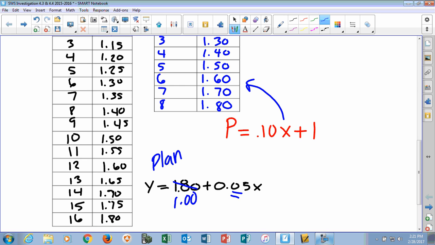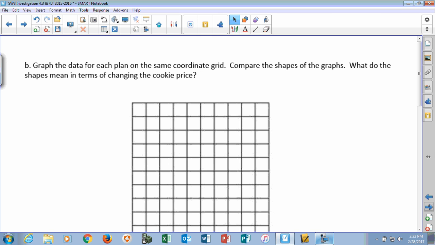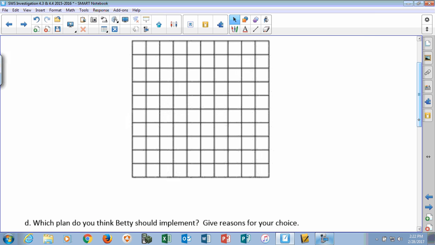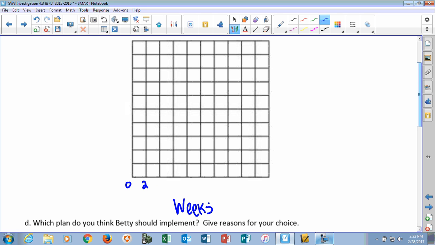Okay, so that's actually $1. Because we end at $1.80. It's not our starting point. Y-intercept. All right. So when we go to graph this over here, okay, well, if this is our weeks, and I got to fit 16 in here, so I'm just going to go by 2 so it fits. And this is our price.